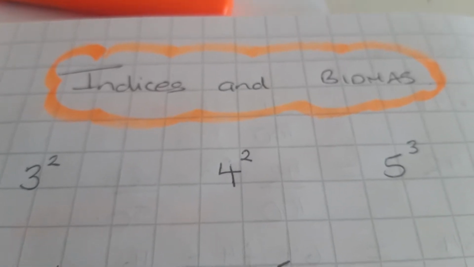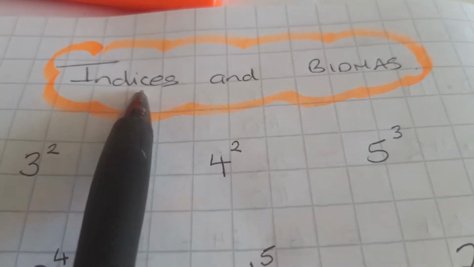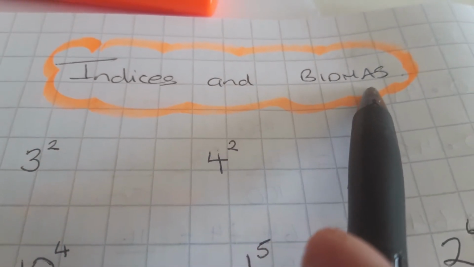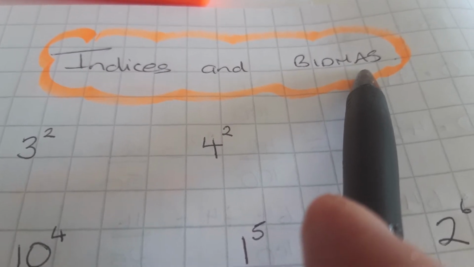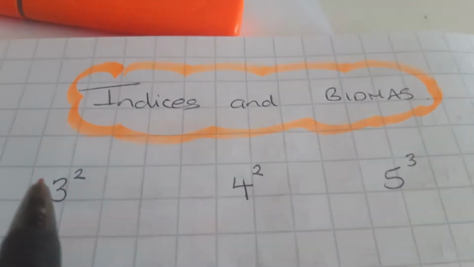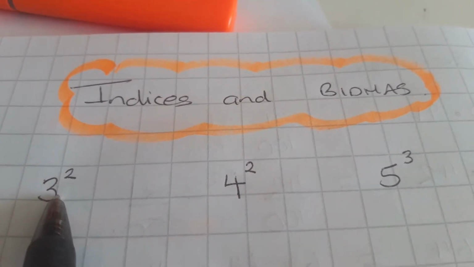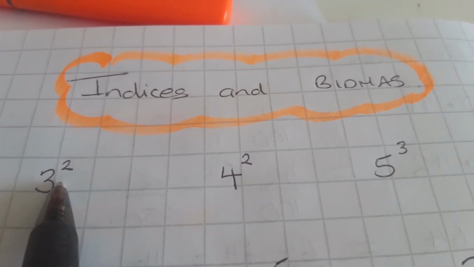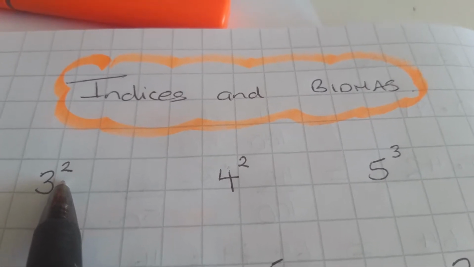Hello everyone, we're going to have a look at these indices now. We've talked about indices being part of the word Bidmas before, but we haven't talked about what it means or how we use them. Indices are basically these little small numbers that you see above a larger number, and you would have come across these because you would have learned square numbers or possibly cube numbers.